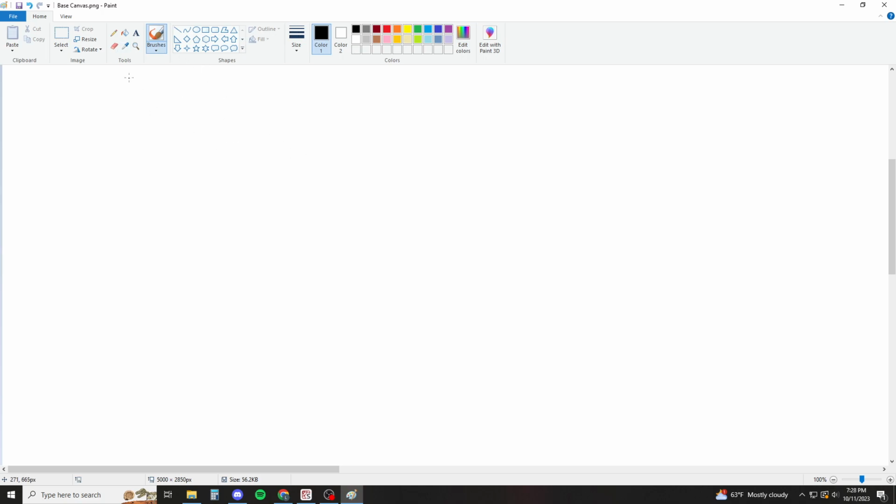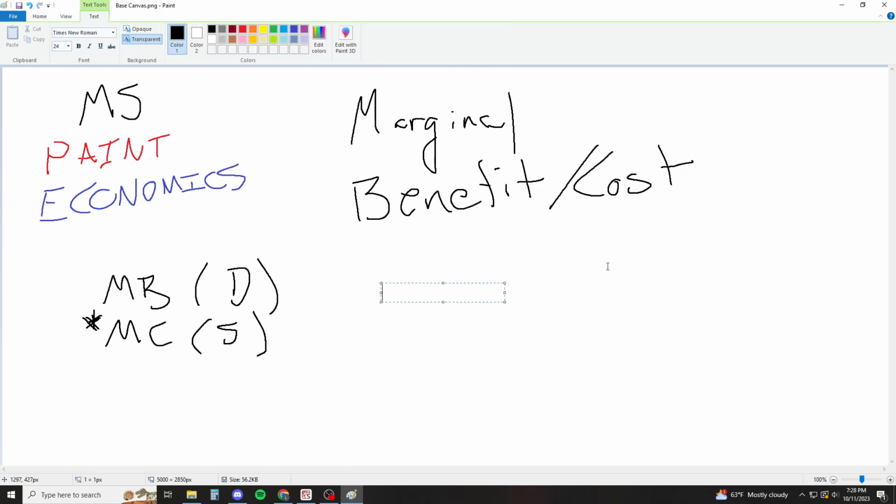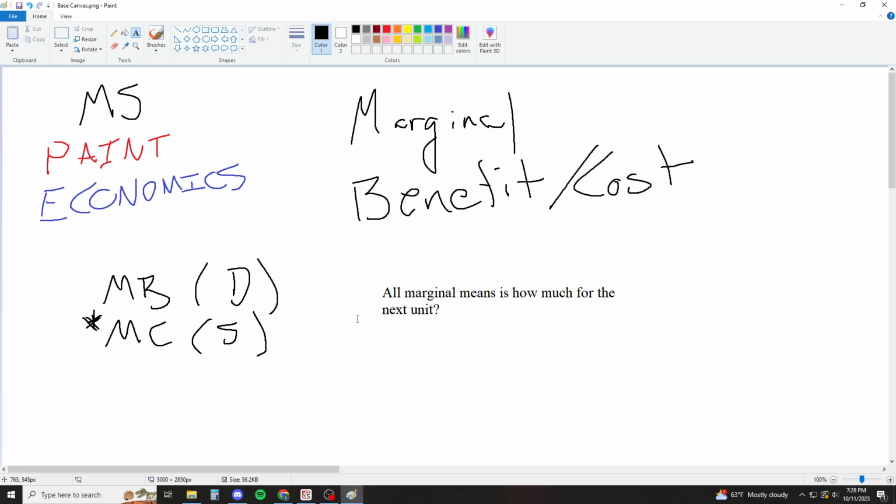I'm going to write out the definition and we'll do some numbers. All marginal means is how much for the next unit. Okay? If you ever see the word marginal, you're going to do exactly what I'm about to do, but just benefit, cost, revenue, product of labor, whatever, right?